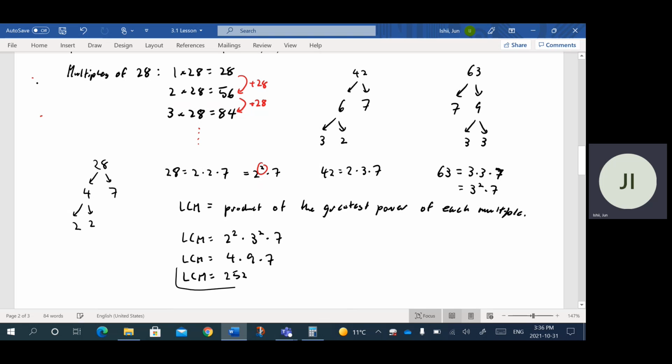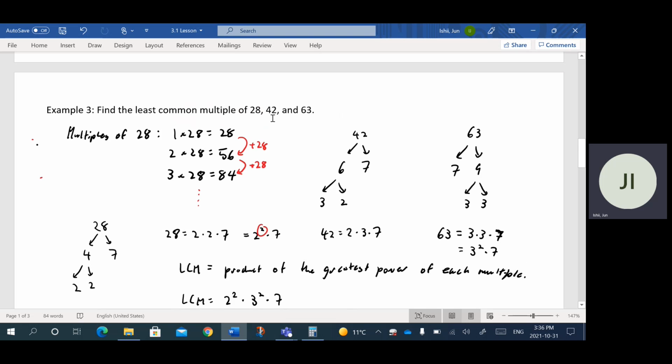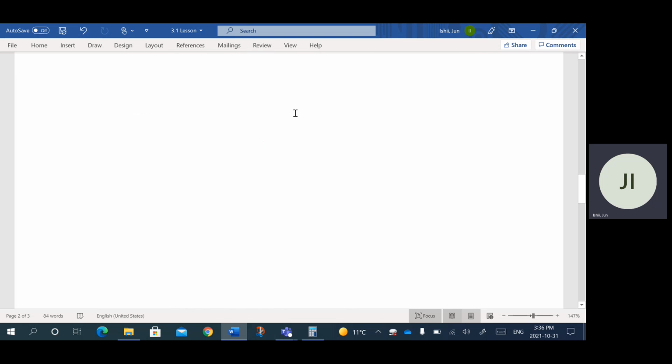This is the most systematic approach to getting the least common multiple of these three numbers: 28, 42, and 63. Now I have some room here, so I'm going to show you that this is true using the other method, which is to list the multiples off.